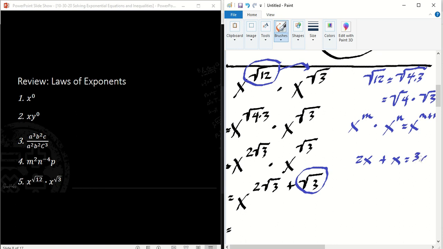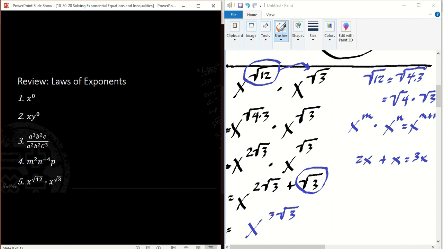So, yan ay 3x. So, therefore, ang final answer natin dito ay x to the third power square root of 3. Kasi 2 plus 1. Pag walang numero, automatic meron siyang 1. Okay, so kailangan magkaroon tayo ng magkamukhang variable. So, kinonsider lang natin yung radical expression na square root of 3 to be a variable.